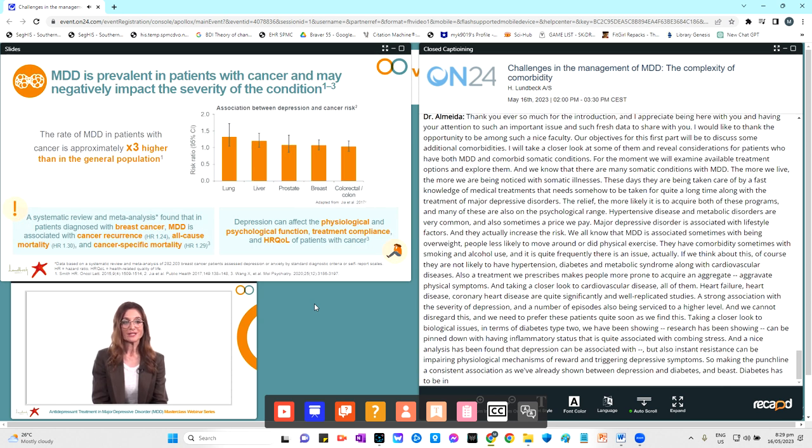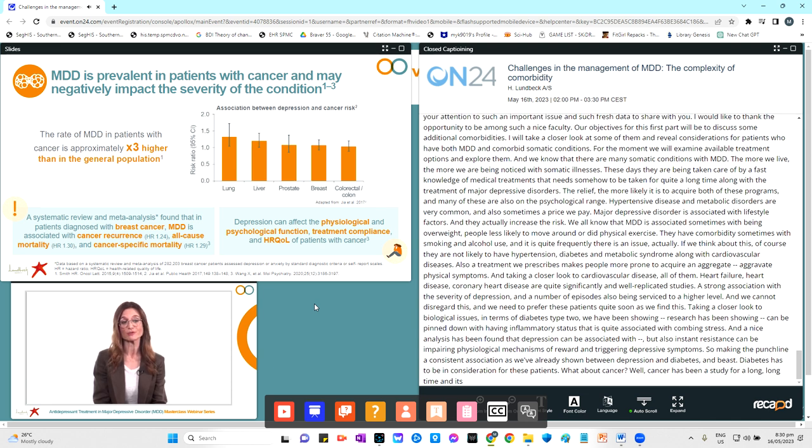What about cancer? Well, cancer has been studied for a long, long time, and its correlation with MDD has been clear-cut, shown to be up to 3 times higher. So the prevalence of having depression when you have cancer can be 3 times higher than the general population. And that's across the board with many cancers we diagnose every day.